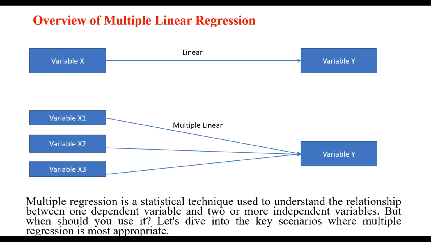So here is the overview of multiple linear regression. When you look at the first conceptual model here, you will see that I have only two variables, variable x and variable y. So this clearly demonstrates that we have only one linear line. We want to find out the effect of variable x on variable y. In this case, variable y is my dependent variable. The variable x is my independent variable.